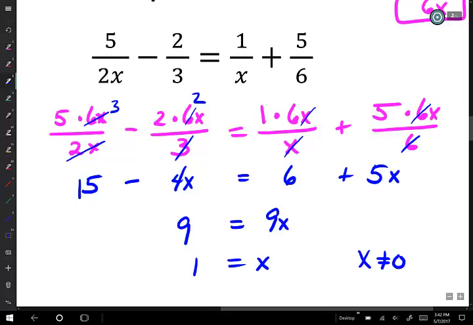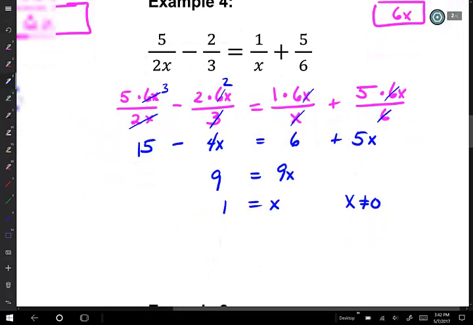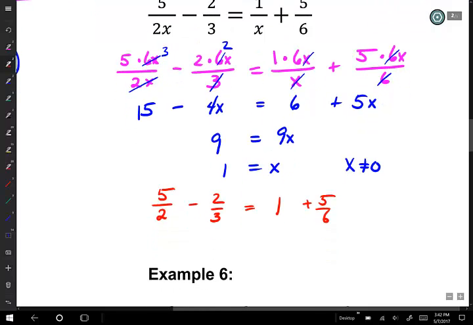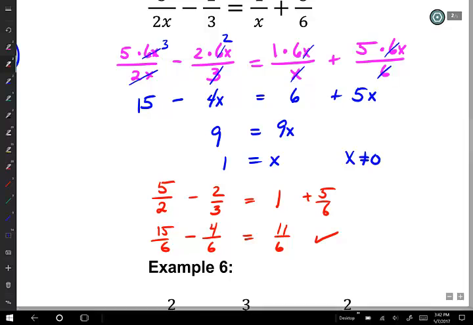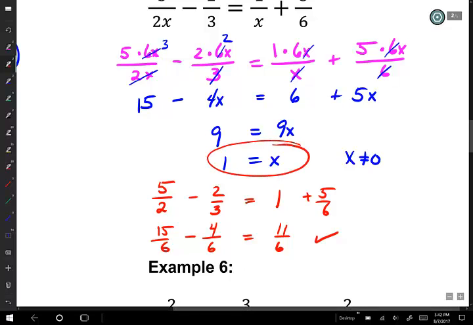That means if we were to plug in the value 1, which we can do right now, we'll see that it works. 5 over 2 times 1 minus 2/3 equals 1 plus 5/6. I'm going to convert this all into sixths. 15/6 minus 4/6 equals 11/6. And that does check because 1 equals 6/6. All right, so x equals 1 on that one.